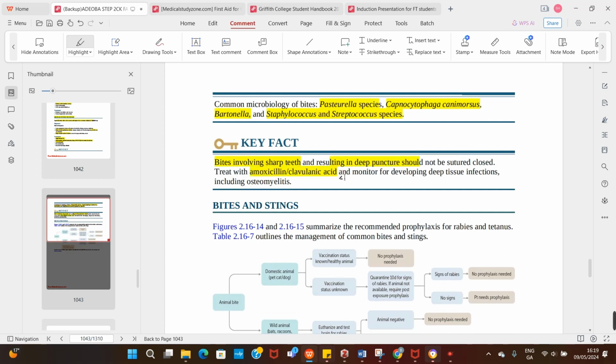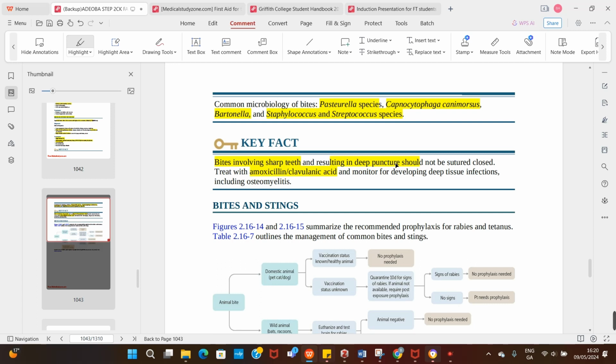So the good thing is, we have learned so many organisms now, but all of them respond to one particular antibiotic, and that is amoxicillin. So either human, cat, dogs, just give your amoxicillin-clavulanic acid. It works.